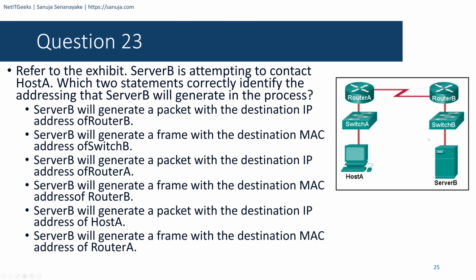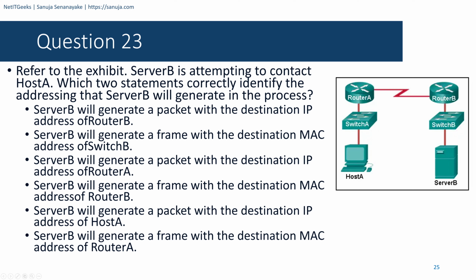So we have host A, host B, router A, router B, and switch A, switch B. We have host A connected to switch A, connected to router A, and router A connected to router B, and then router B connected to switch B, and then we have server B. So this is how the network looks. This is a very simple network.